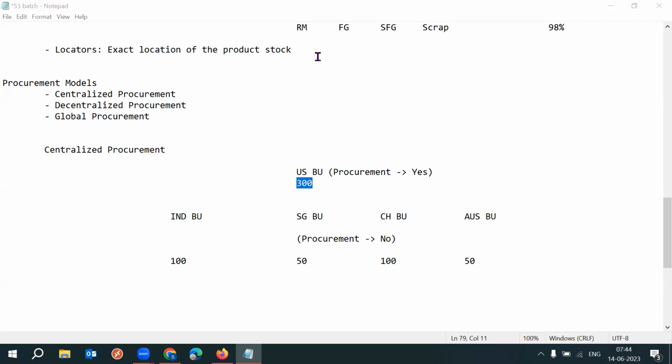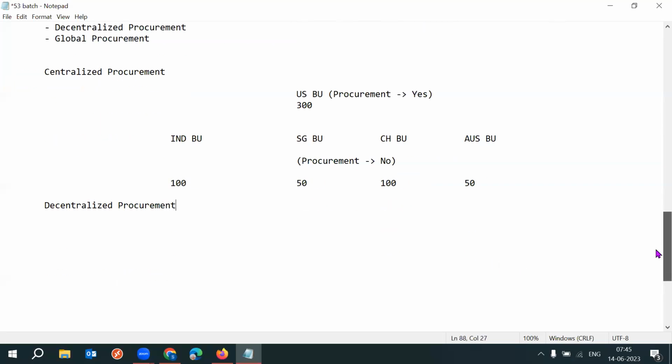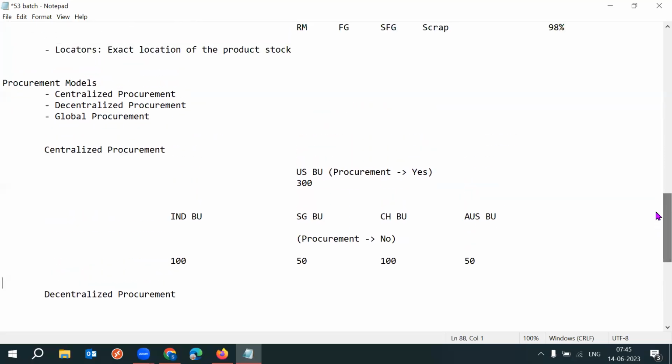So let's say, as you say, procurement is done by USBU, but in normal business, there are a few items which are centrally procured, and there are a few items, maybe C-class items, which are decentralized. I'll come to that model, sir. That's called global procurement. Once I'm done with this explanation of all the models, then you'll get the clarity.